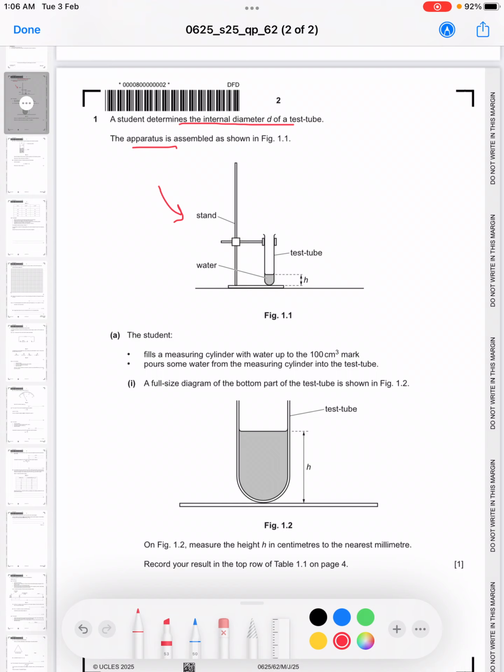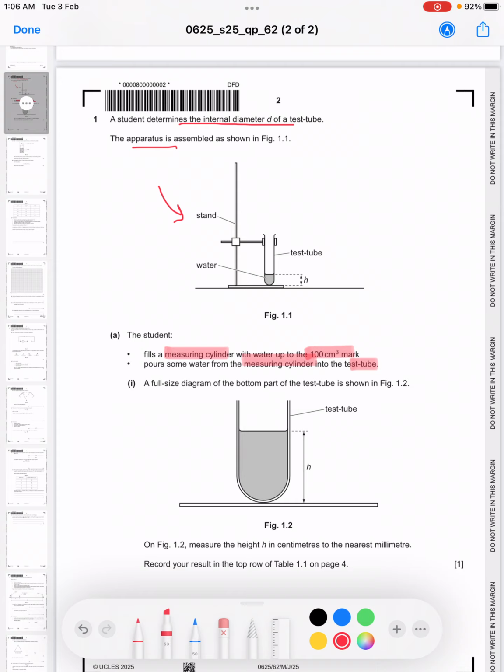In part A, the student fills the measuring cylinder with water up to the 100 cm³ mark. Pour some water from the measuring cylinder into the test tube. A full size diagram of the bottom part of the test tube is shown in the figure. Okay, we can see it.